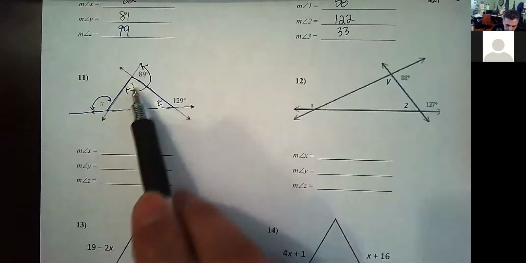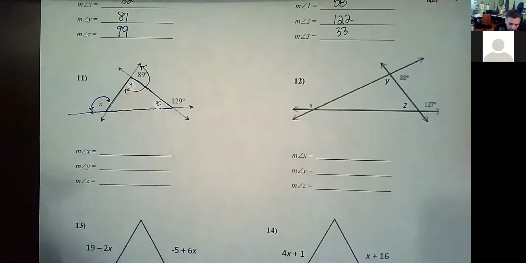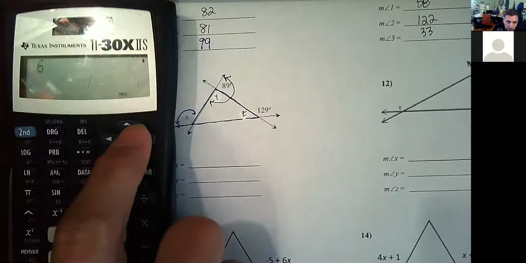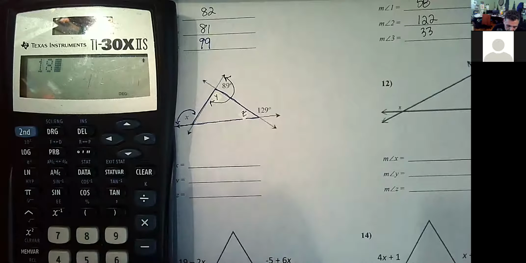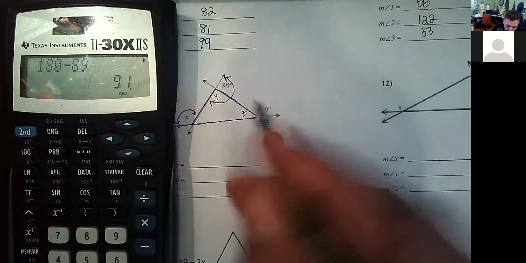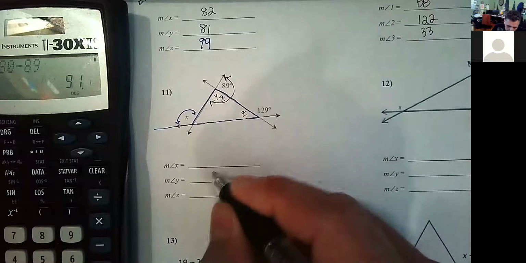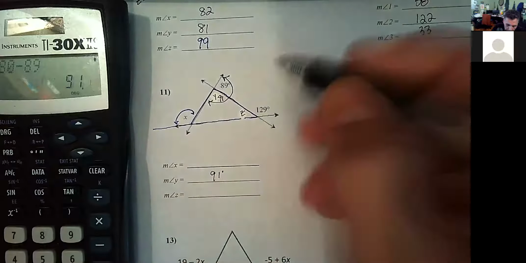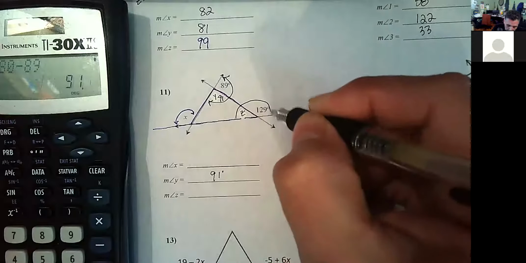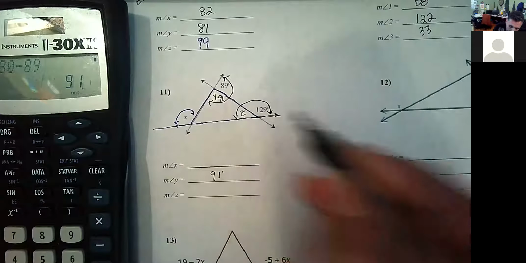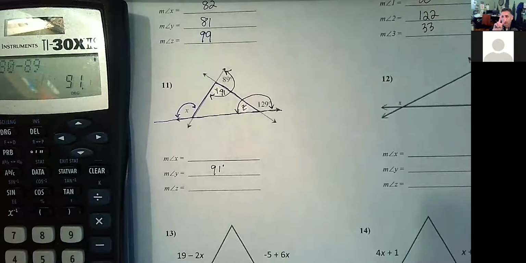these two angles are linear. It's a linear pair. So I can just take 180 and subtract 89 to figure out that this inside one is 91 degrees. And the same thing down here. I know these two make a linear pair. How do I know they make a linear pair? Because they're two angles and they form a flat line.